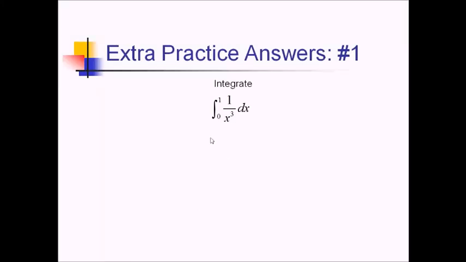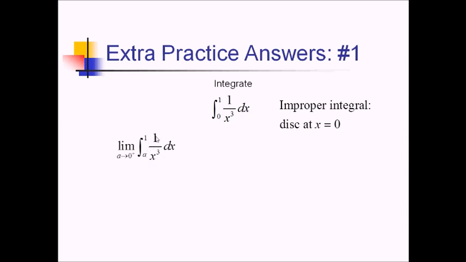For this first problem, we want the integral from 0 to 1 of 1 over x cubed. Since we have a discontinuity at 0, and that's actually one of your limits of integration, that means we have an improper integral. So I'm going to set this up as a limit. I'm going to set this up as the limit as a approaches 0 from the right, because this is the leftmost, so we're going to the right to approach it, of the integral from a to 1 of 1 over x cubed.